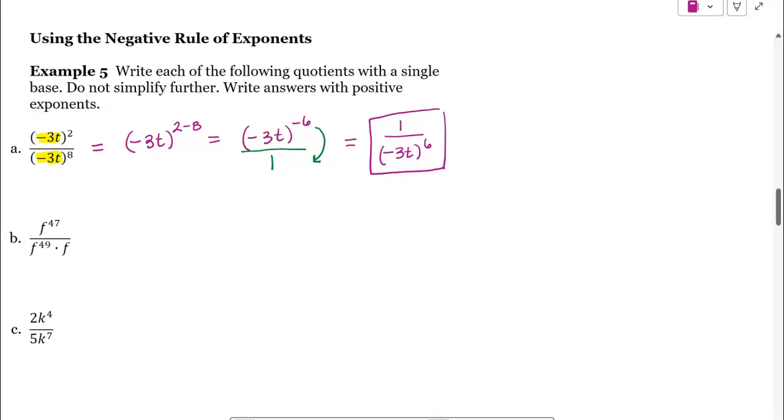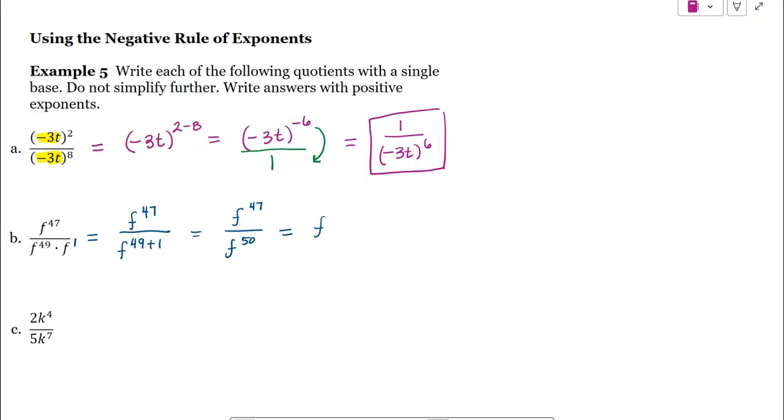Looking at example B, let's do a little bit of cleanup of the denominator before we get started. We'll leave the f to the 47th alone. And then we have f to the 49th plus 1. Even though it's not written, there's a little 1 as an exponent on this f here. So this is f to the 47th power over f to the 50th power.